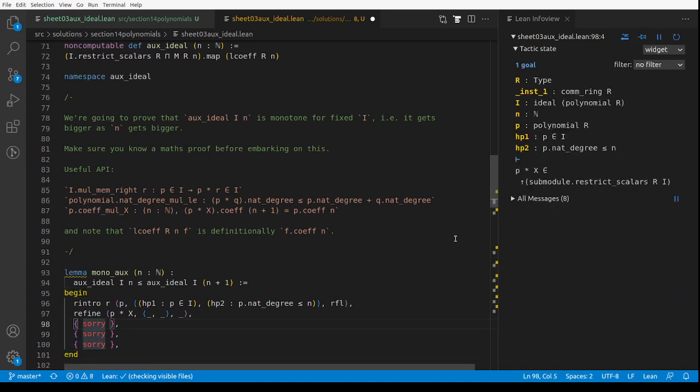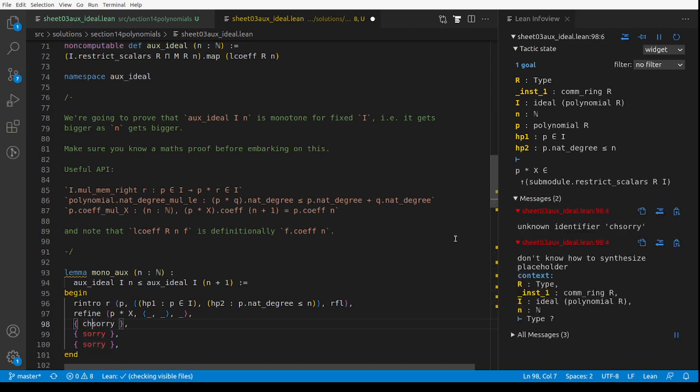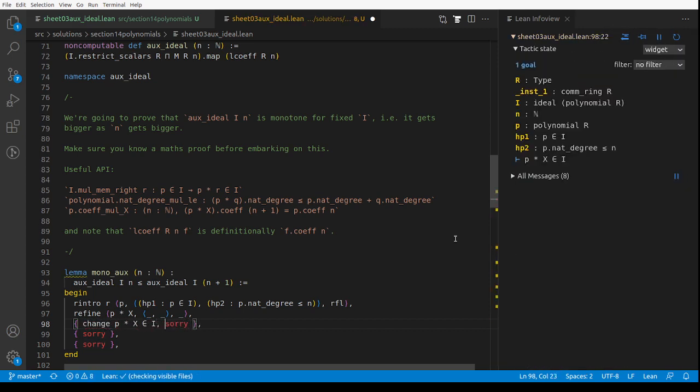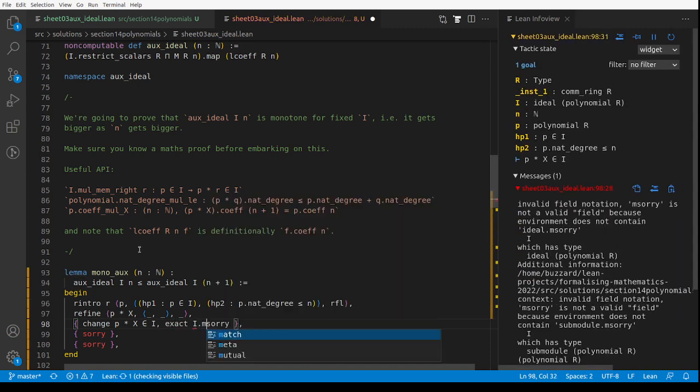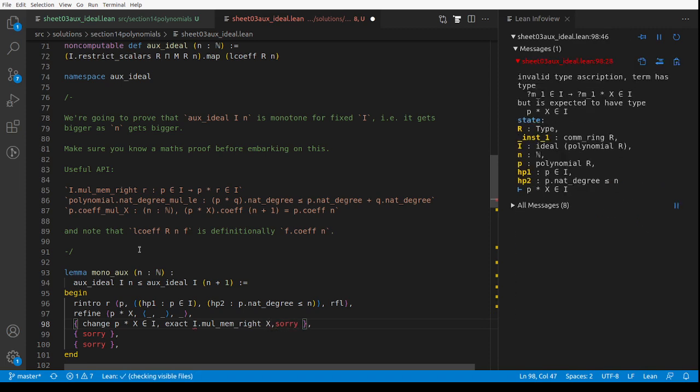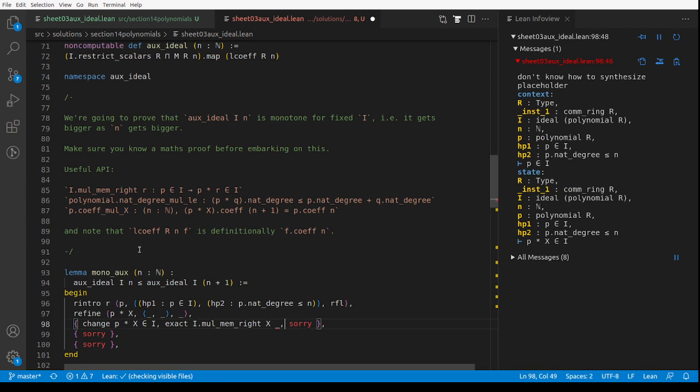The first goal says what? It says P times x is in I, so we could actually change that to P times x is in I, right? And the reason that's true is because P is in I, and so we can use this I dot mul mem right, exact I dot mul mem right. I guess it would be x, is it? No. Oh, we need underscore. Yeah, we need to fill in the proof. You see, we've got an error there.